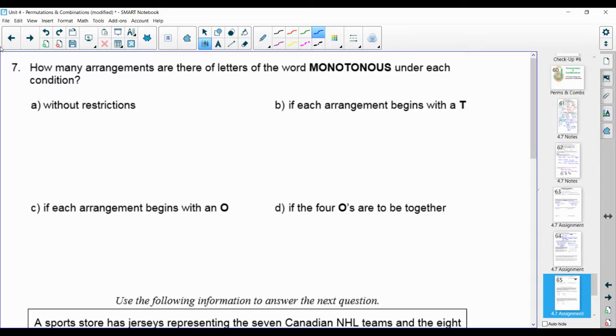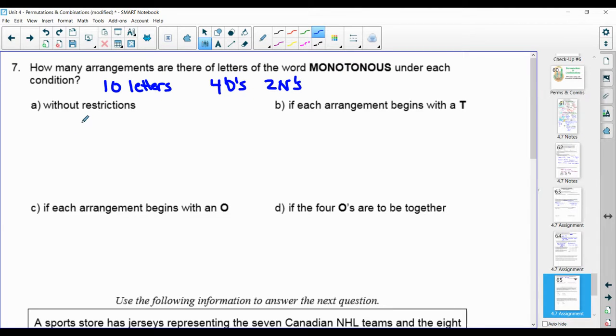And it says, in how many arrangements are there of the letters in the word monotonous under each of the conditions? So monotonous, if we count up those letters, we have 10 letters. And of those 10 letters, we have 4 O's and 2 N's. So again, it's always important that we know how many letters we have and how many repeats we're dealing with.